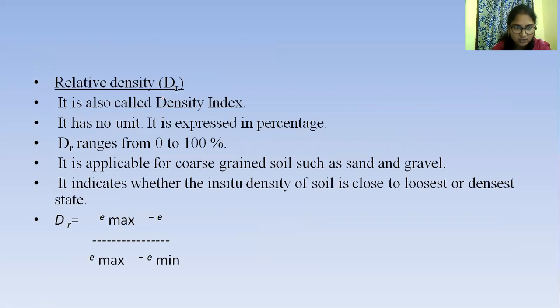Next, relative density. It is expressed as E max minus E by E max minus E minimum. That is maximum void ratio, minimum void ratio, and natural void ratio. It ranges from 0 to 100%.